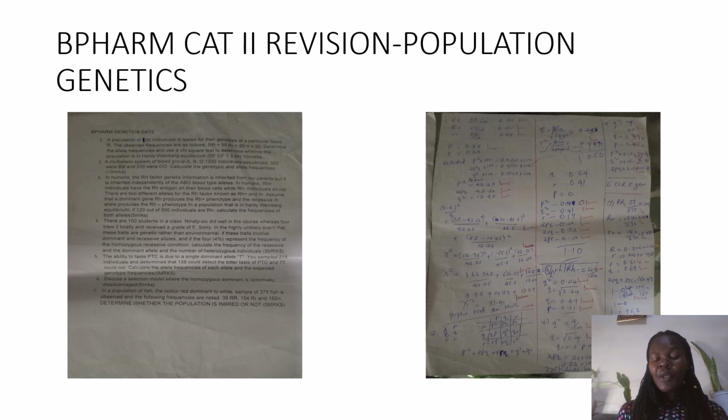Remember, you've been told to find the chi-square goodness of fit test. Is our population in equilibrium? And remember, the formula for the chi-square goodness of fit test is observed.